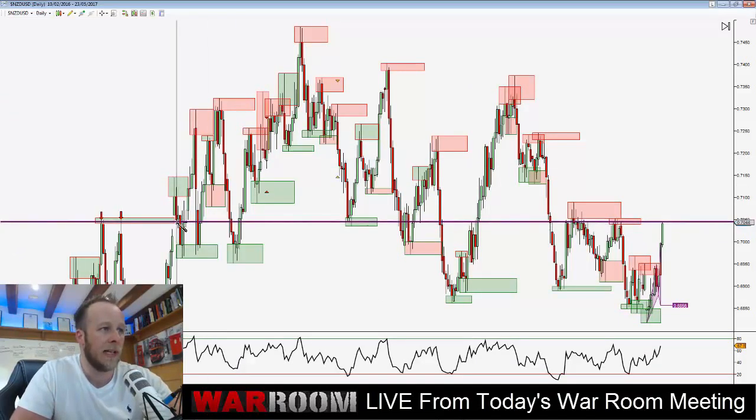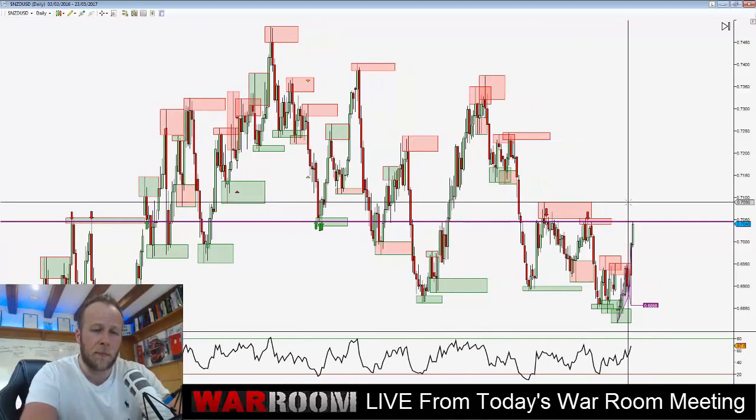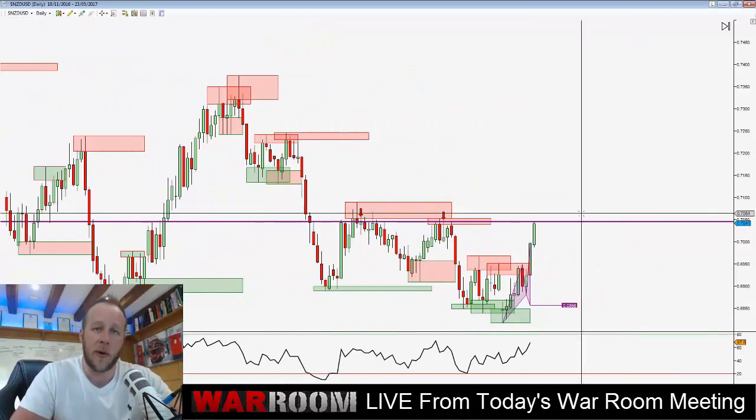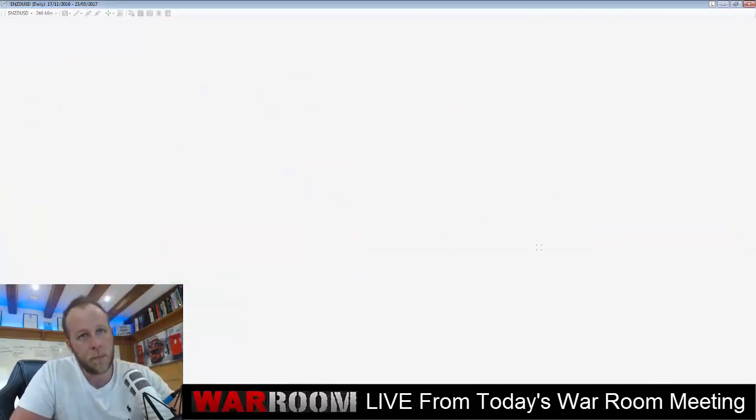We saw some support here once we broke through. We had a gap as well. We had support, okay. Resistance. And we're approaching that level again. Another level I want to pay attention to. Drop down to my trading time frame.